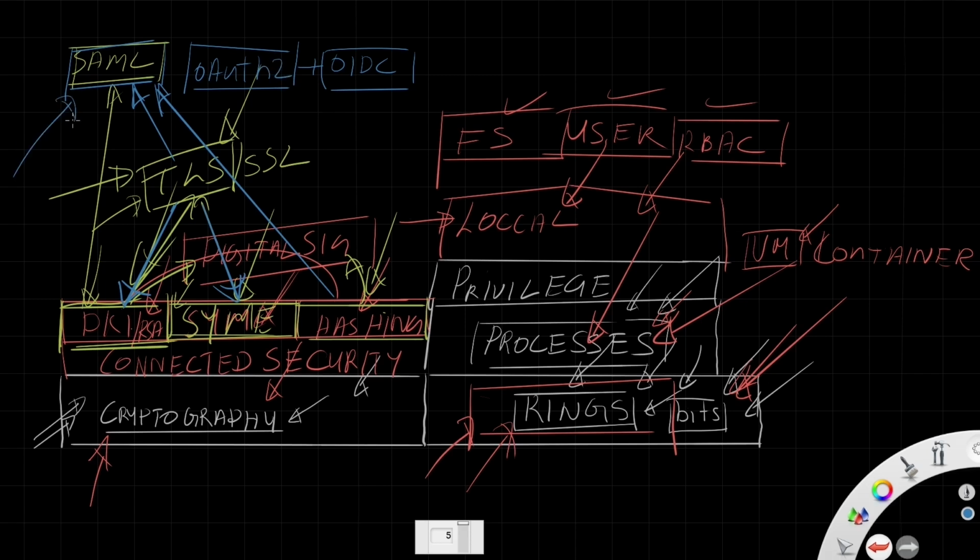SAML, you might be familiar with if you're working in a corporate environment. SAML is used for single sign-on. In fact, both of these are very parallel, mostly used for single sign-on and things like that. The dependency chart of SAML and OAuth2 and OIDC are exactly the same. They depend on PKI, hashing, and TLS. TLS in turn depends on PKI and symmetric encryption.